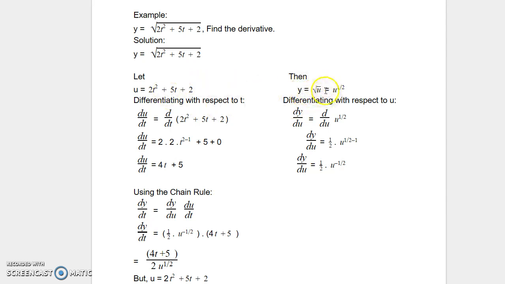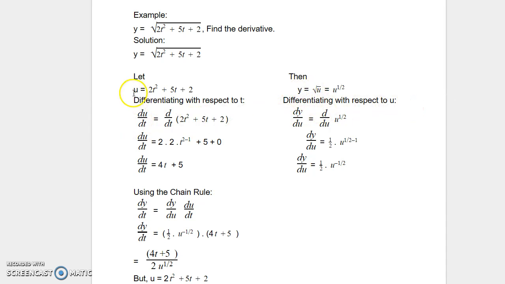So we can express the radical term as an exponent. The reason we want to do that is to be able to use the power rule when we differentiate it. So now we have two functions, u as a function of t and y as a function of u. We can differentiate u with respect to t, and we can differentiate y with respect to u.